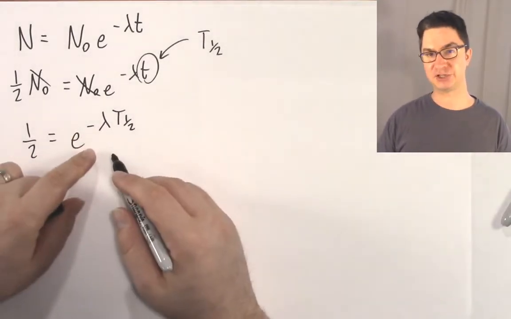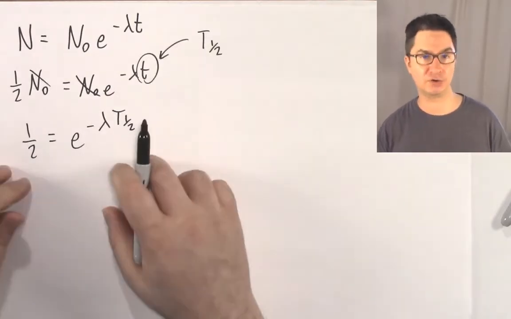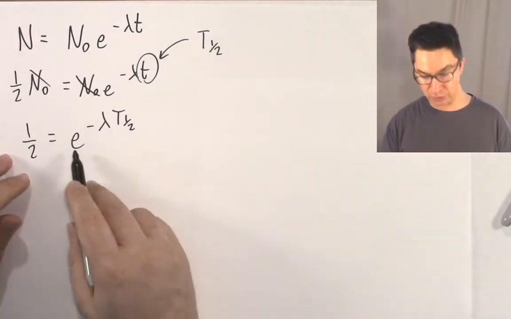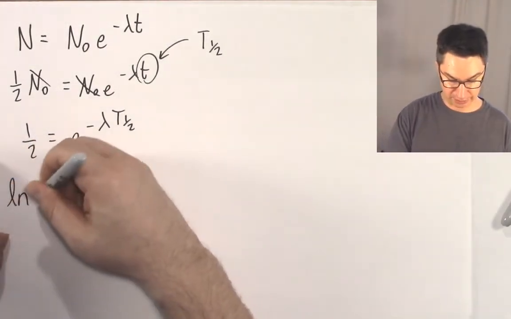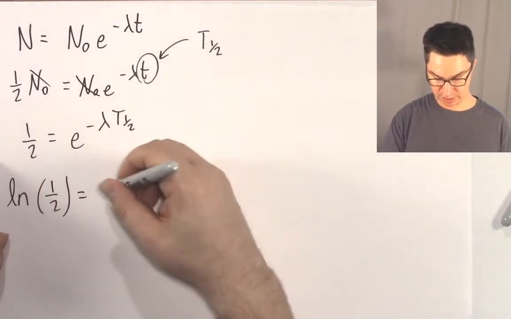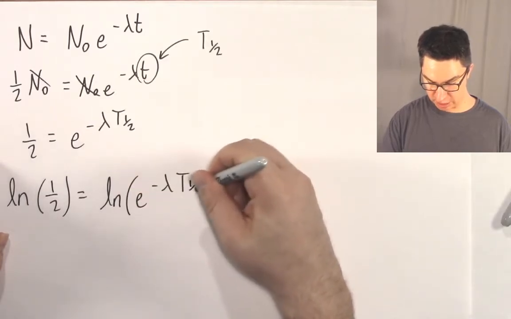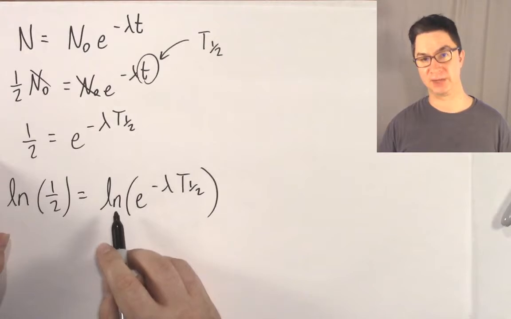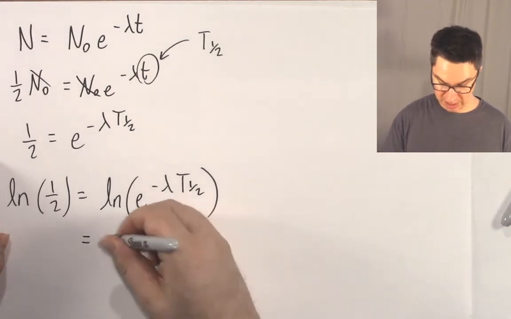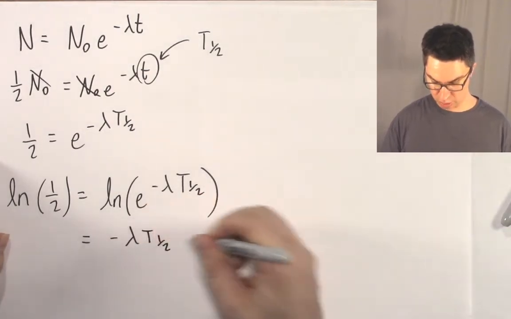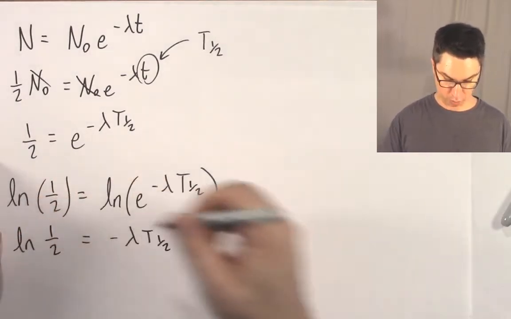Now, to get lambda by itself, we have to get it out of the exponent. To get it out of the exponent, we have to take the natural logarithm of both sides. Because how do you undo the exponential function? You have to use the natural logarithm. Okay? So we're going to take the natural logarithm of both sides. And if you take the natural logarithm of e to the negative lambda T 1/2, the natural logarithm is the inverse function of the exponential function, and so this will simplify exactly to negative lambda T 1/2, and now over on the left side we have the natural logarithm of 1/2.